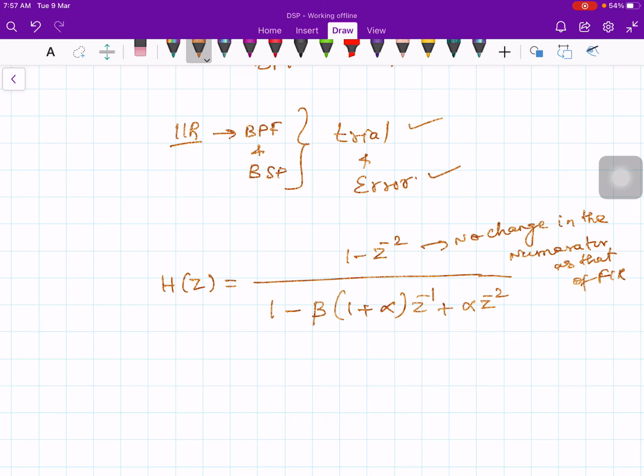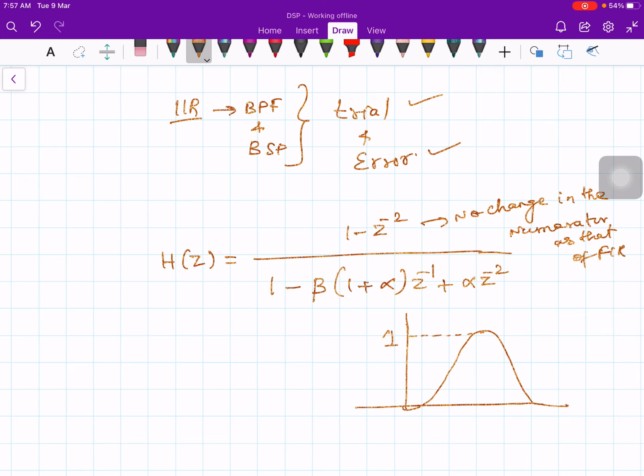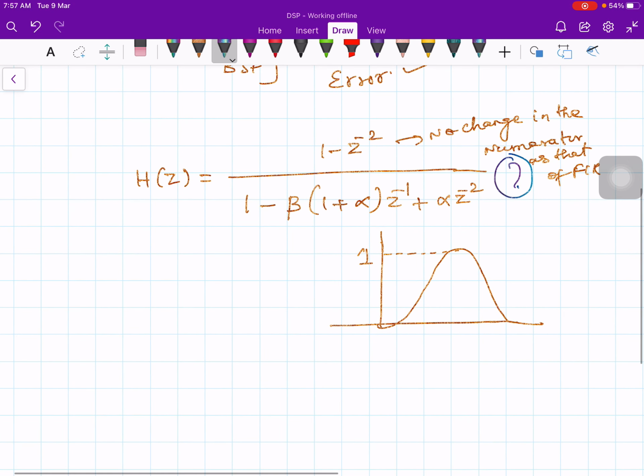And to make sure that the maximum value is unity. Okay, maximum value means what? We are constructing a band pass filter. So band pass filter will be like this, and we need to make sure that the maximum value should be unity. So I need some multiplying constant. What should I put? So the multiplying constant is (1 minus alpha) by 2.